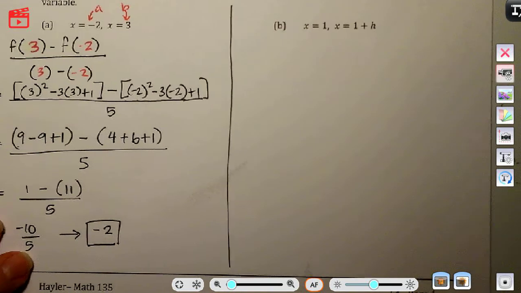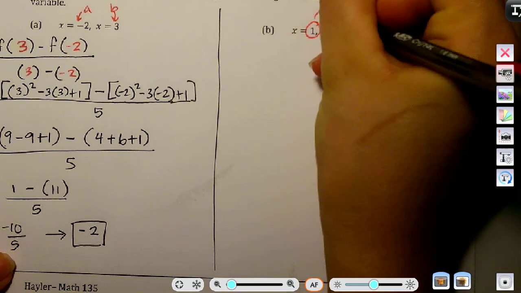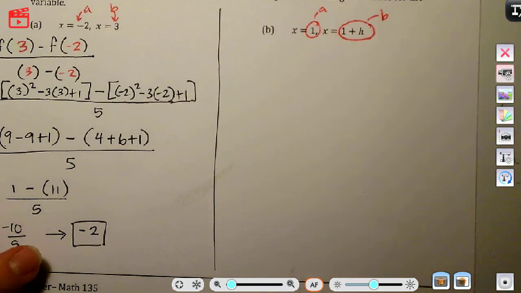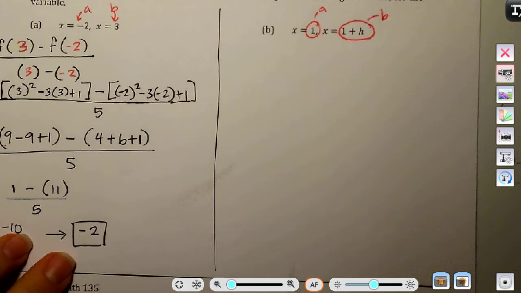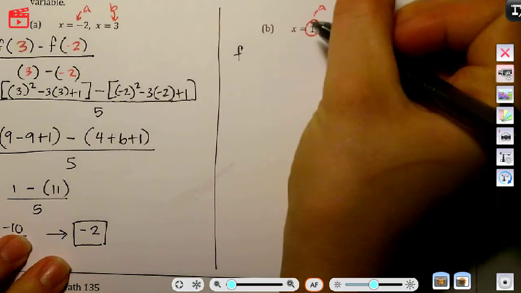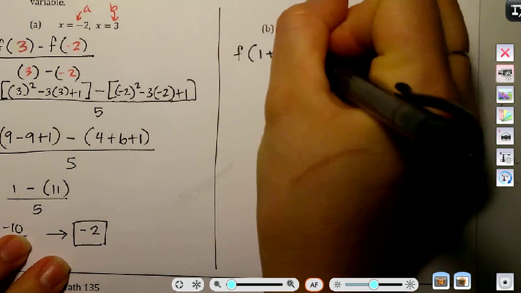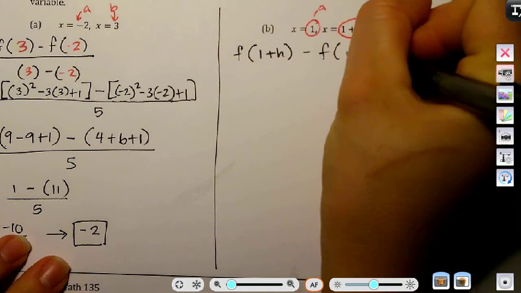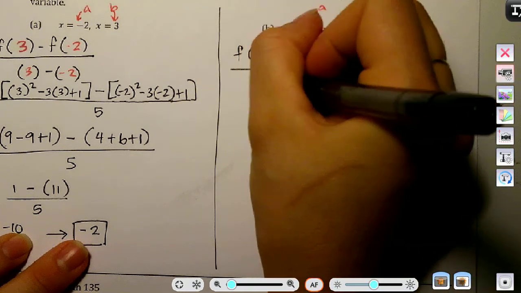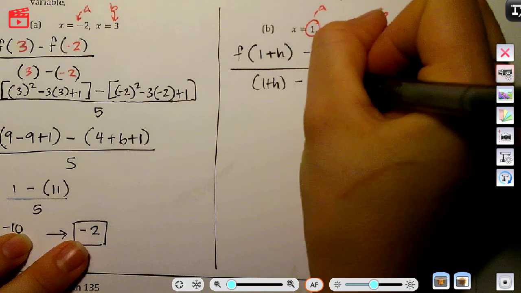Okay, let's go ahead and do that for B. So this is going to be my A value. Oh, and now interesting, my B value is actually going to be a binomial. That'll be interesting. Okay, plugging this in. So f of my B value, 1 plus h, minus f of my A value, 1. All over my B value, 1 plus h, minus my A value of 1.